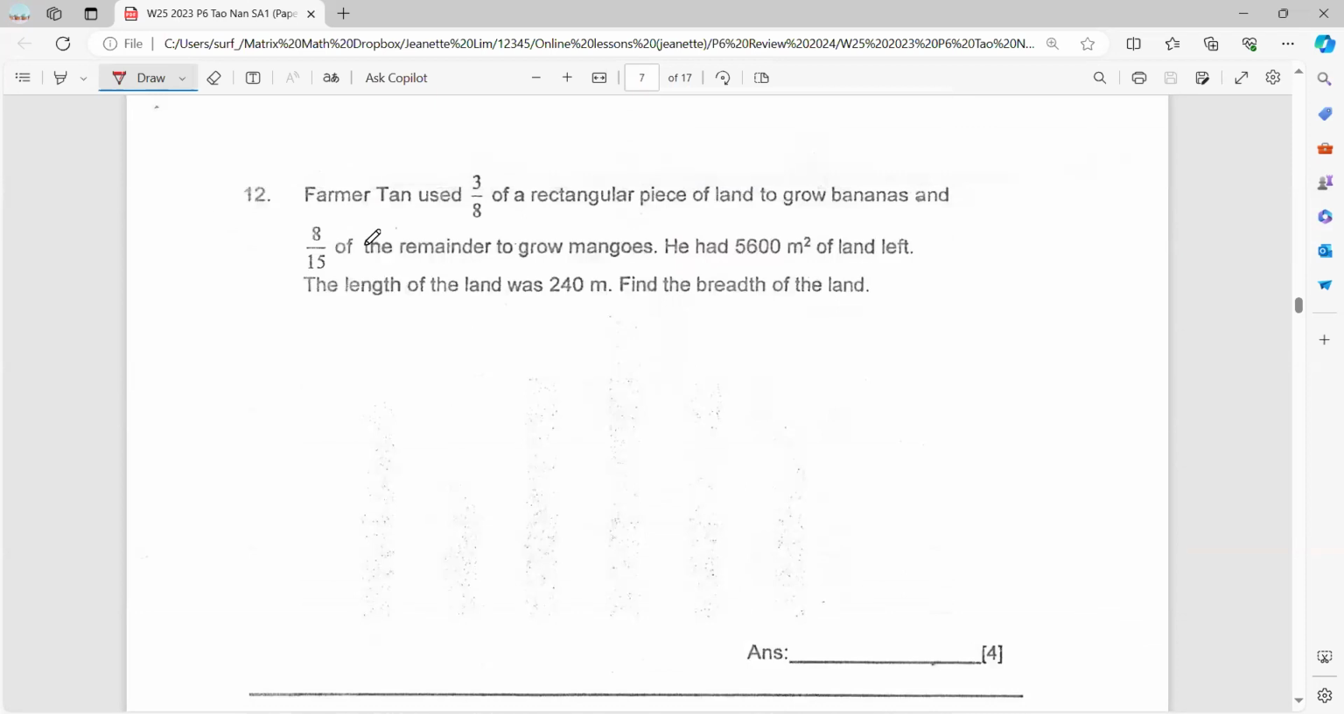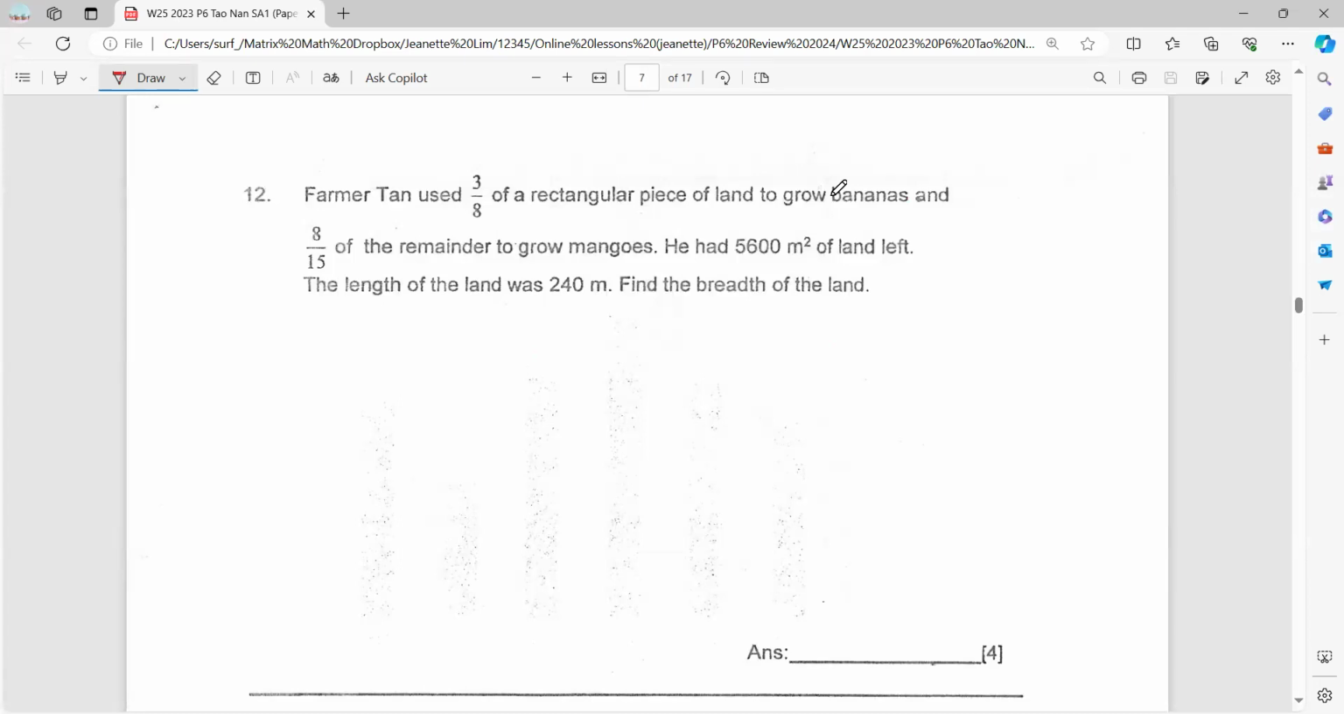Question 12. Farmer Tan used 3/8 of a rectangular piece of land to grow bananas and 8/15 of the remainder to grow mangoes. He had 5,600 square meters of land left. The length of the land was 240 meters. Find the breadth of the land.